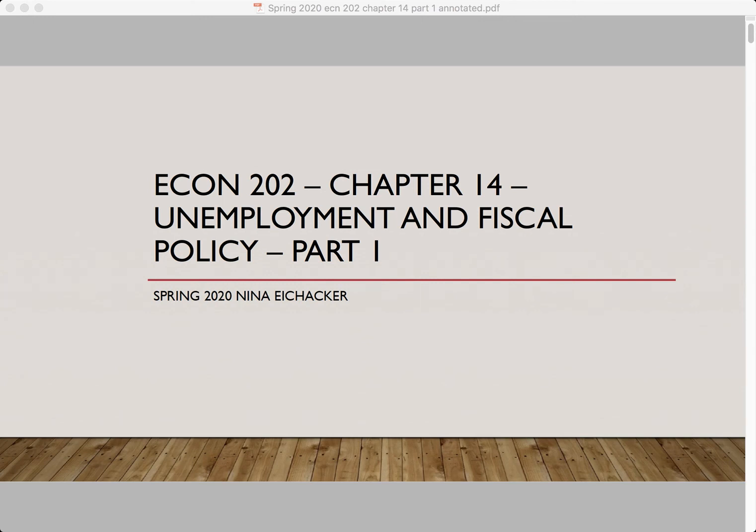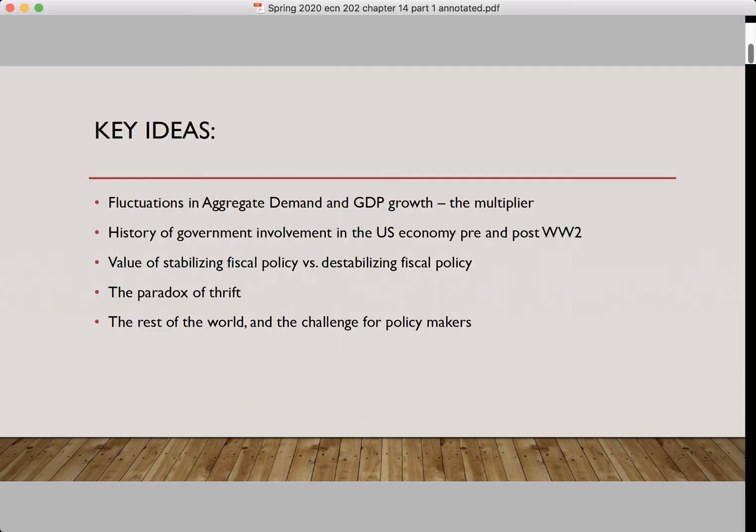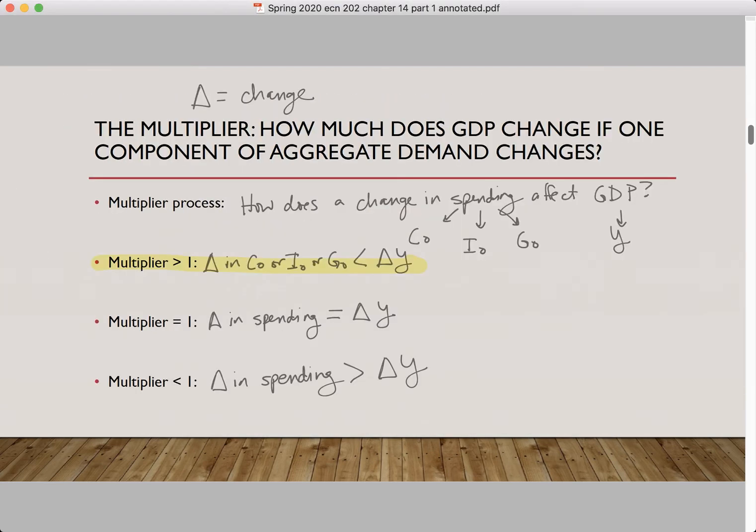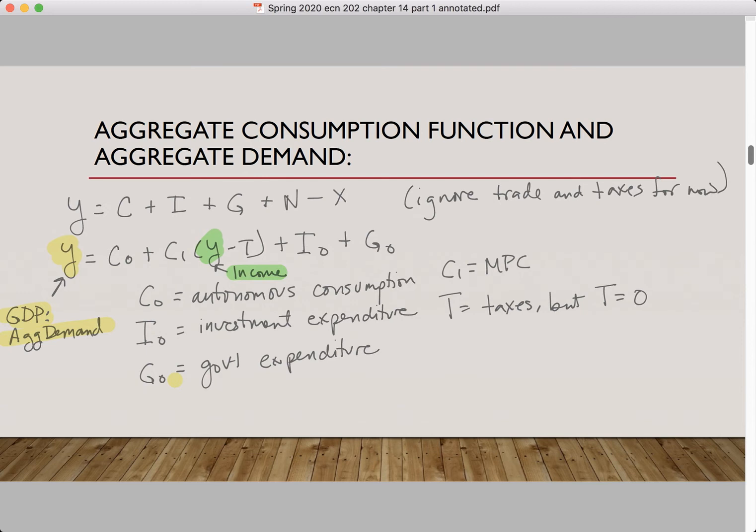Welcome back to the second mini lecture about Chapter 14 in your textbook, which is about unemployment and fiscal policy. As I said with the first mini lecture, this part of Unit 3 is looking at the link between spending and GDP. So I'm going to fast forward ahead to where the last presentation video left off.